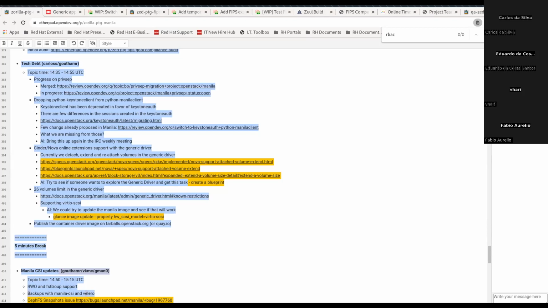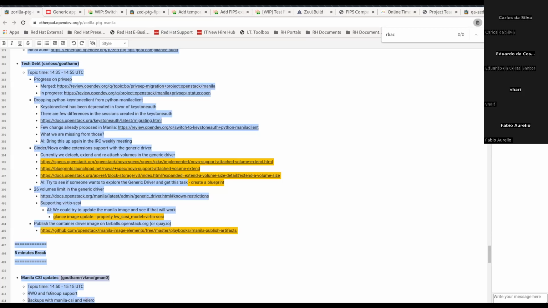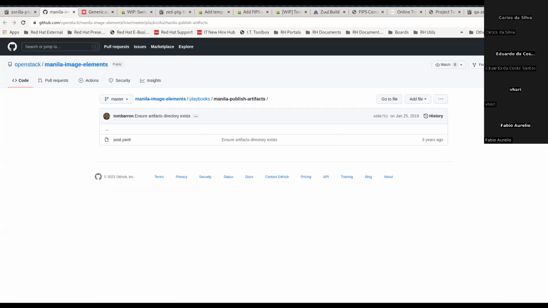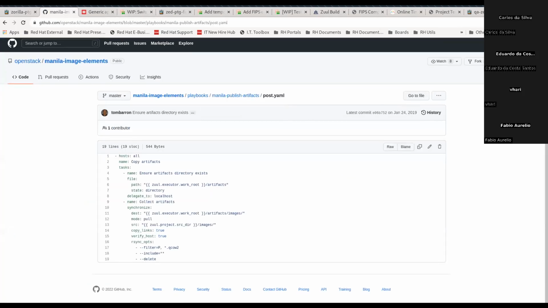No, you're right. You're on the right path. That's kind of what this is. This is what you're referring to, which does it for the service image that we use for the generic driver, right? So if you look at the playbook, it basically takes the built image and just pushes it to tarballs.o.o. We just didn't add this for the container driver.